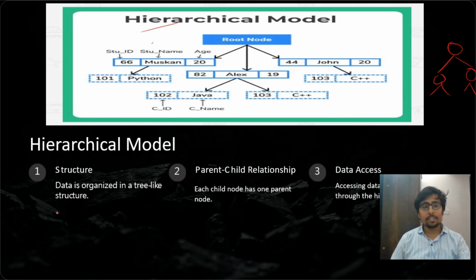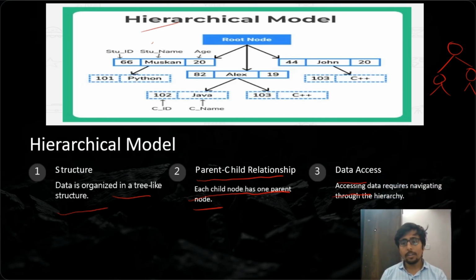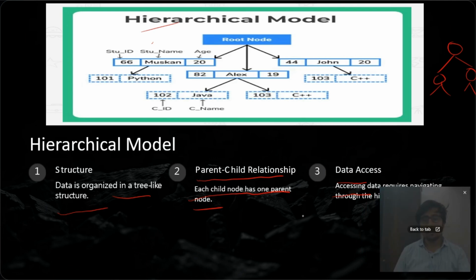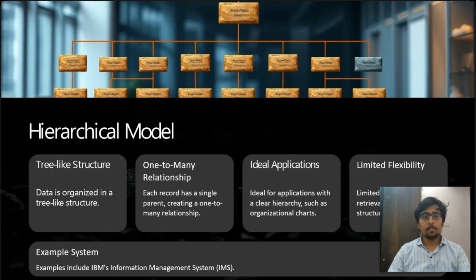As you can see, in the structure, data is organized in a tree-like structure. This is the hierarchical model. In the parent-child relationship, each child has a parent node. And for data access, how is data accessed? As you can see over here, it is accessed by navigating through the hierarchy. So there should be some hierarchy of data. This is the tree-like data structure. So the hierarchical model is a tree-like data structure, where data is organized in a tree-like structure.